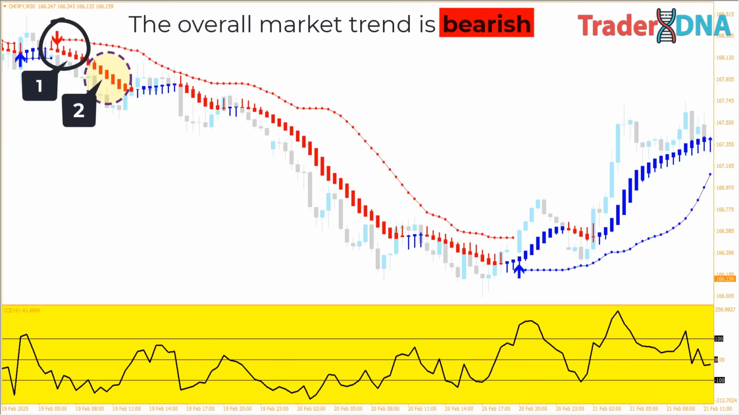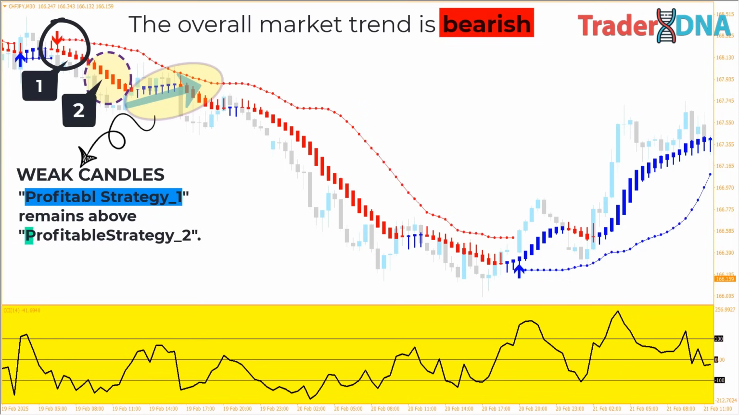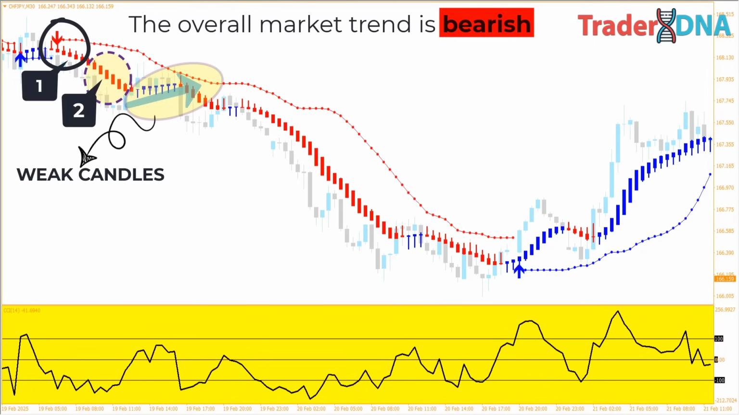Now let's dive deeper and see how we can take advantage of this setup for a high probability trade. At this point, we can see clear signs of trend weakening, evidenced by the formation of weak bullish candles and weak bearish candles red on Profitable Strategy 2. This indicates that the market is losing momentum, potentially setting up for a strong bearish move. But here's what makes this setup even more powerful. Profitable Strategy 1 remains above Profitable Strategy 2, and that's a key confirmation. Why is this important? Because when a sell signal forms under these conditions, it becomes a high probability sell signal. This aligns with trading rule number 3, increasing our confidence in the setup.